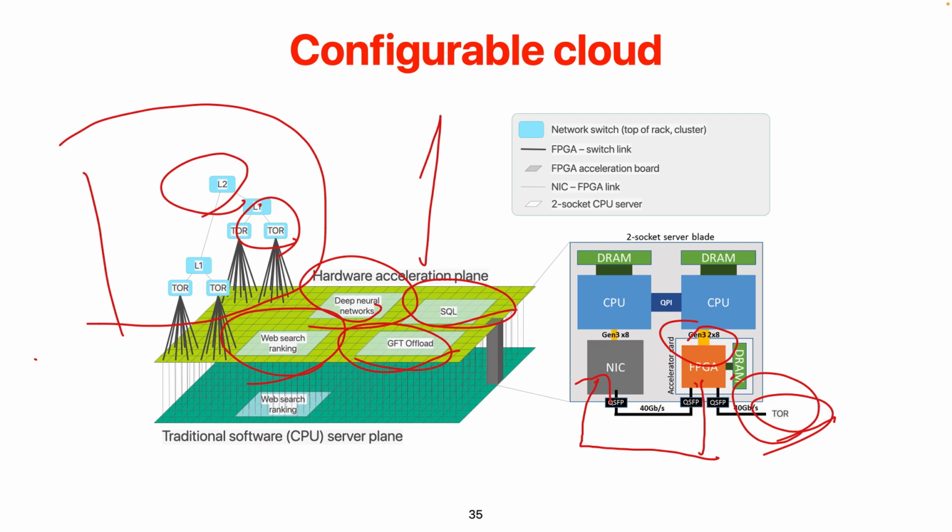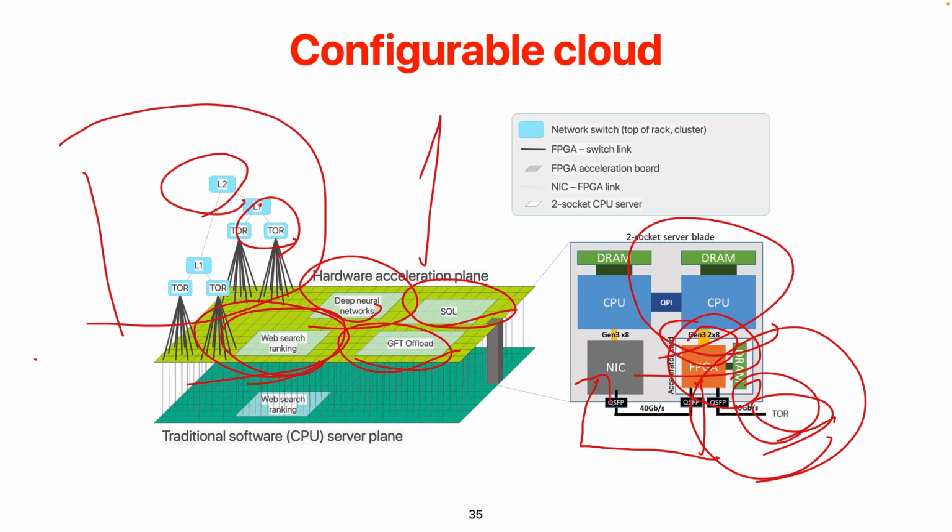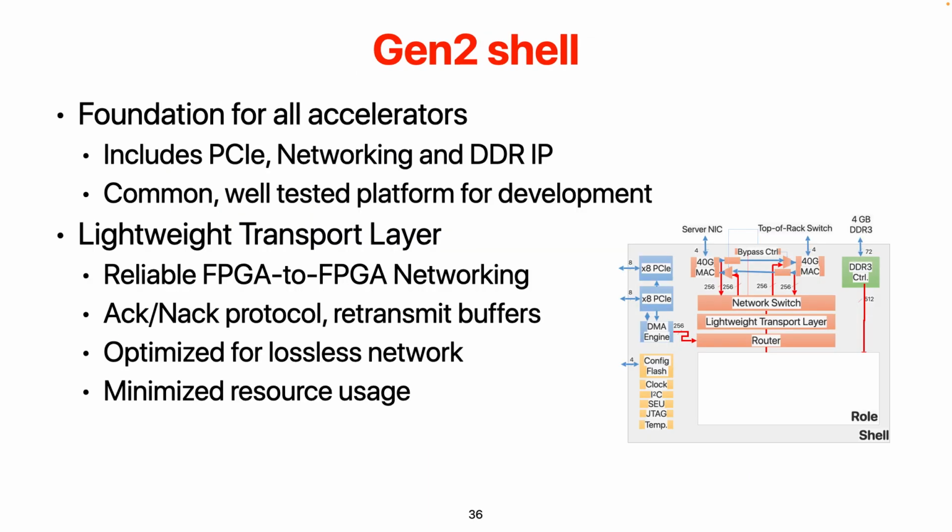So that's the hardware architecture of this FPGA, how they use FPGA in the data center. They can offload workloads in two ways. First, for the machine they're attached to, they can grab workloads from the server through the PCIe. For the workloads from other machines, they can get them from the network. So that's how they do it. And the FPGA, based on how you configure it, could be web searching, it could be SQL, it could be deep neural networks. Okay, so that's the basic idea.